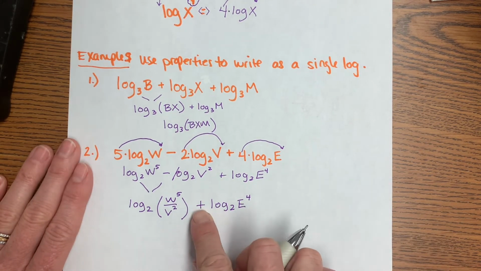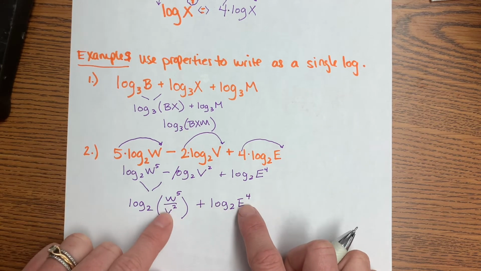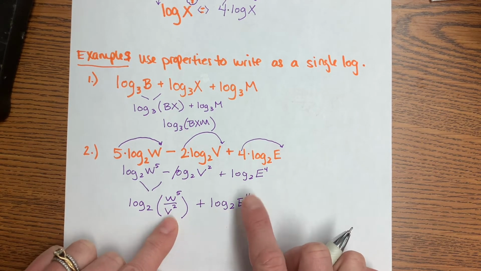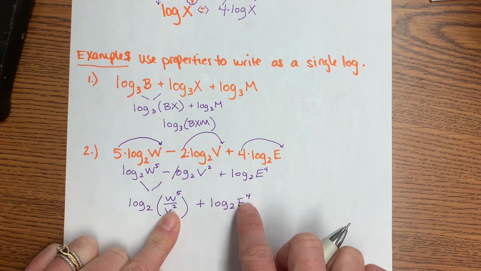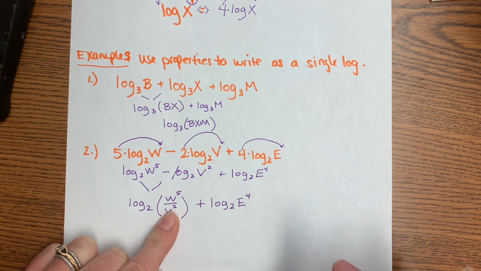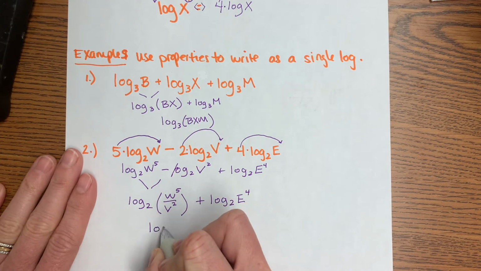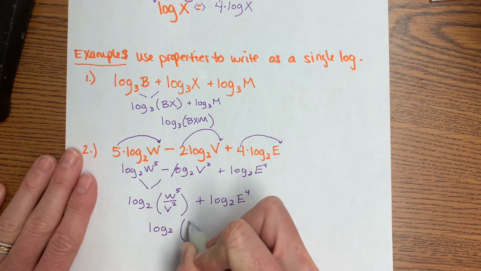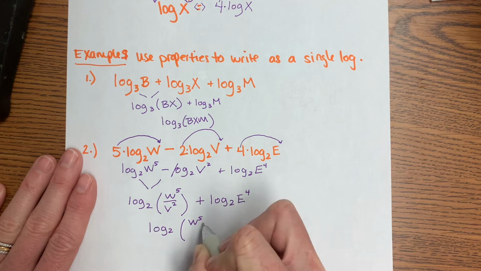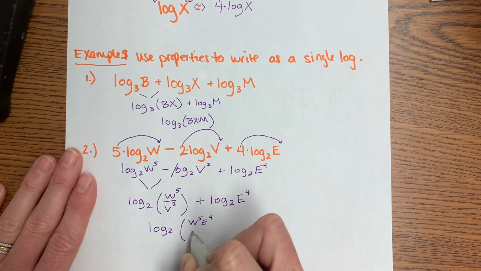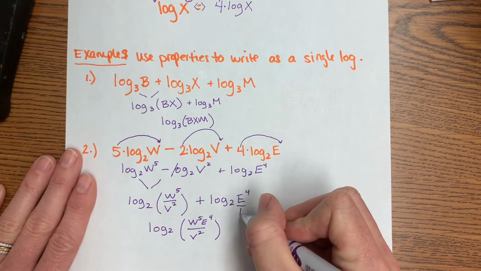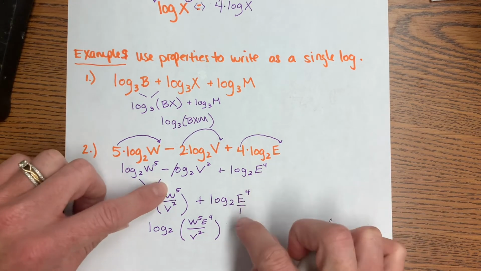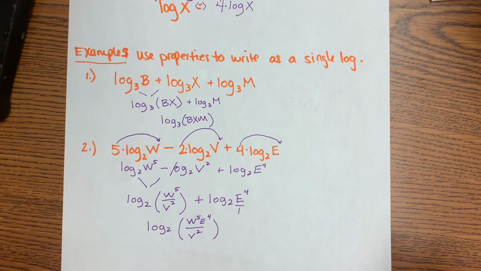And now I have 2 logs added, so I have to multiply the arguments when I put them together. So multiply these guys. This e has a plus sign in front of it, so it's actually just going to join the numerator. You can also do multiplication of fractions. So w to the 5, e is going to be up here, e to the 4, and v squared. So it's multiplied. Remember, e is over 1, so top times top, bottom times bottom. That's how I got this.